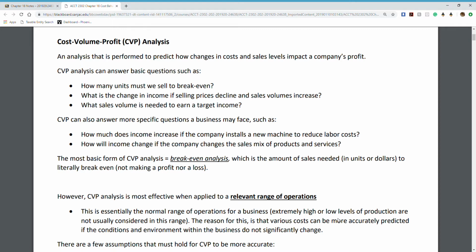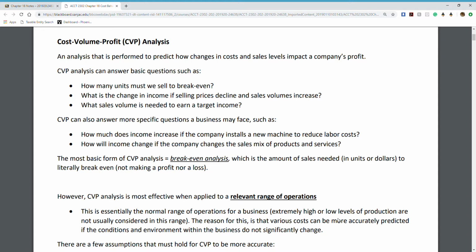Its job really is to predict how changes in cost and sales impact the company's profit. It's going to answer some basic questions: how many units we must sell to break even, the change in income if selling prices decline and sales volume increases, and the sales volume needed to reach a certain target income.